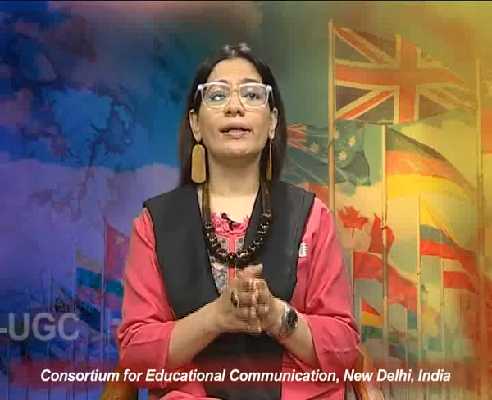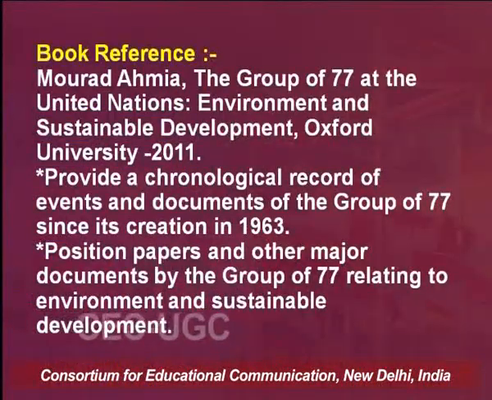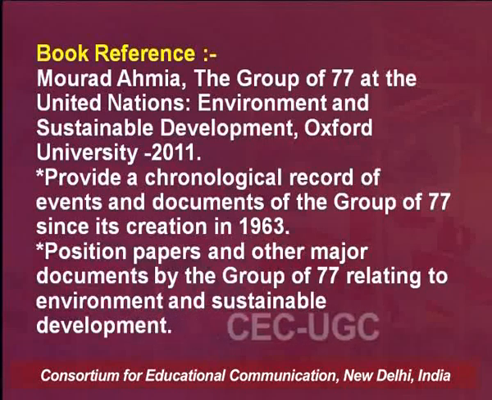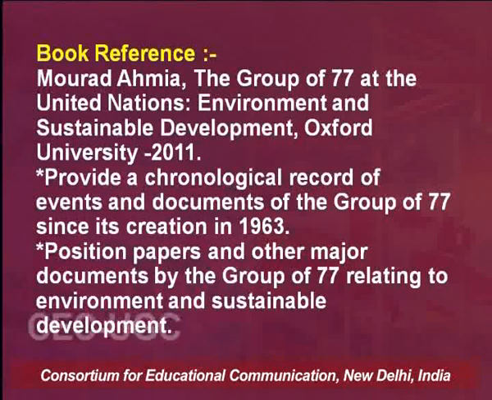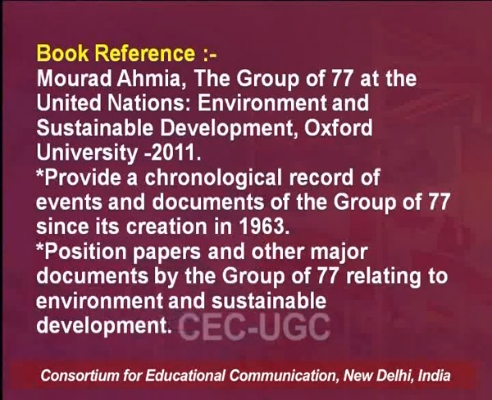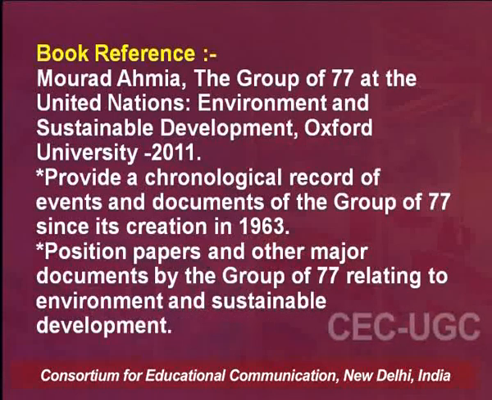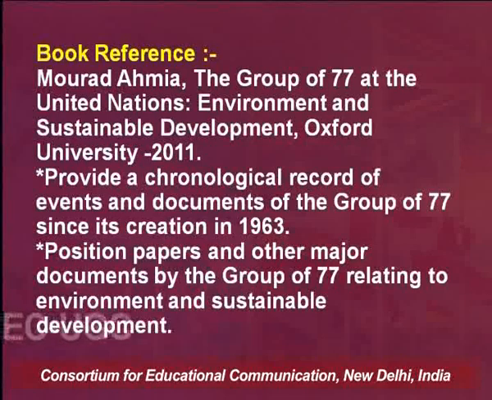Further, when we try to take our learnings forward, this is a very important book by Murad Ahmia, that is Group of 77 at the United Nations, Environment and Sustainable Development. Now, this book is very important because it gives us a very important chronological record of the events, the documents of the Group of 77 since its creation, and there are position papers and other major documents which are related especially to environment and sustainable development.